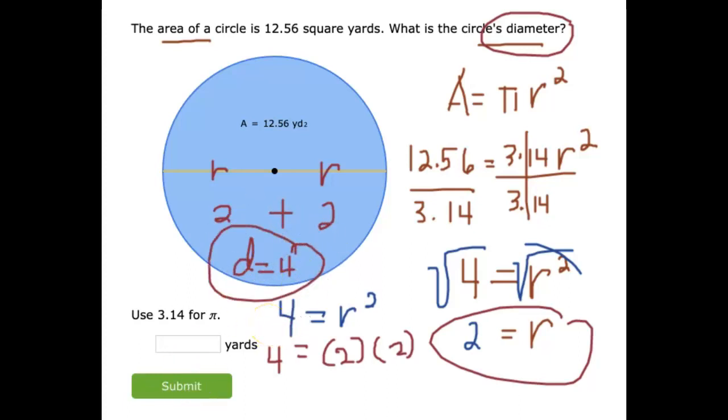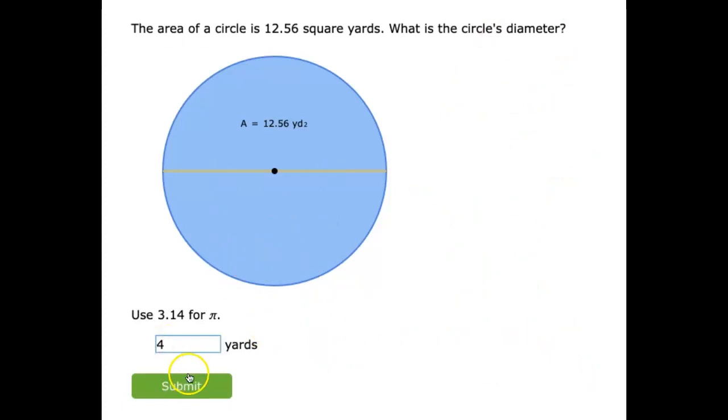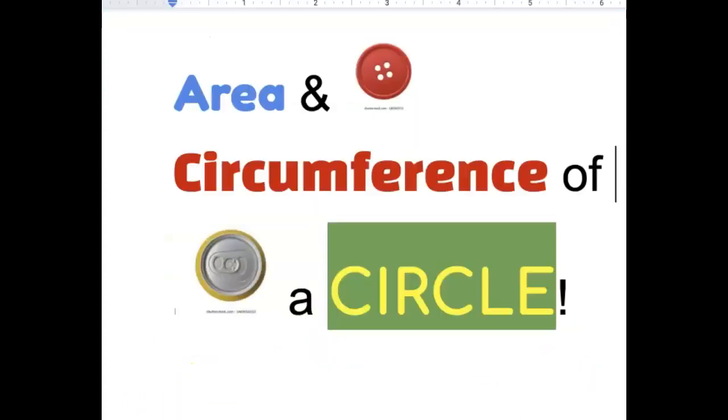Let's see if it's correct. We're going to put 4 here and turn it in. There you go. I hope you learned a little bit on how to find the area of a circle, and how to find the circumference of the circle, and how to find the missing sides when the area and circumference were given.